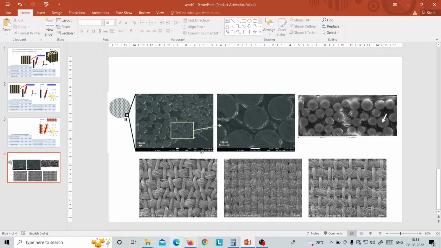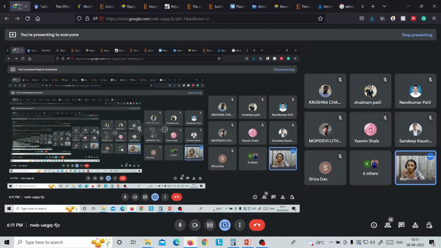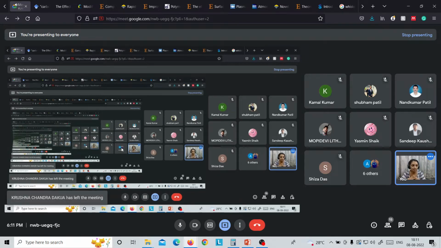Do you have any other doubts regarding this week's course, whichever sir taught? Or do you want me to explain anything more about this load transfer in the matrix? People, respond.